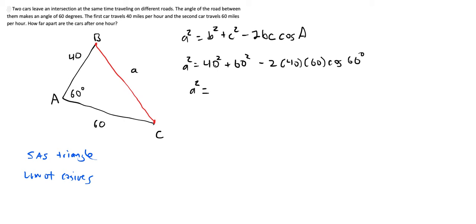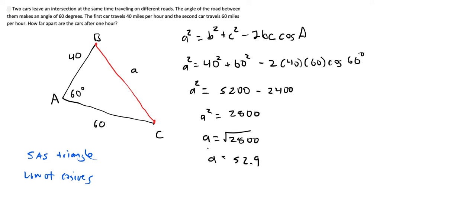40 squared is 1600, 60 squared is 3600. Adding those together, we get 5200. Here we get 2 times 40 times 60 times the cosine of 60, which is actually just 1/2, so that's going to be 2400 here. So we get A squared equals 2800. A is going to be the square root of that, so the value of A is the square root of 2800, which is 52.9.